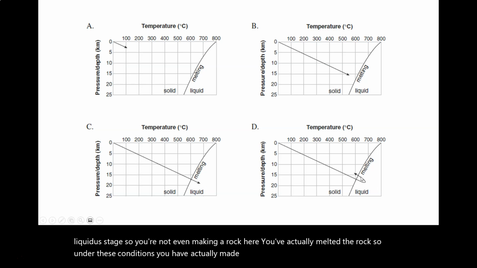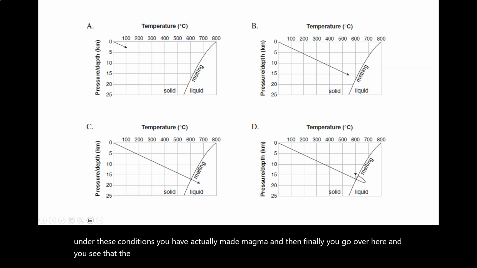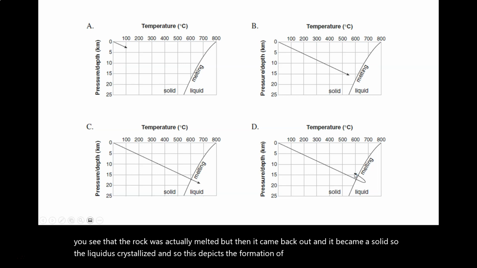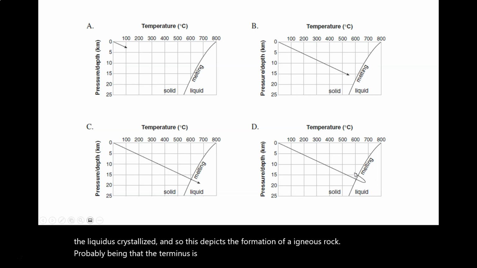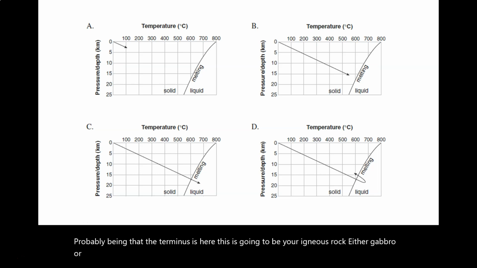And then finally you go over here and you see that the rock was actually melted, but then it came back out and it became a solid. So the liquidus crystallized, and this depicts the formation of an igneous rock, probably, being that the terminus is here. This is going to be your igneous rock, either gabbro or granite. So that's how you can use graphs to actually interpret the conditions under which metamorphic rocks and other types of rocks are actually made.